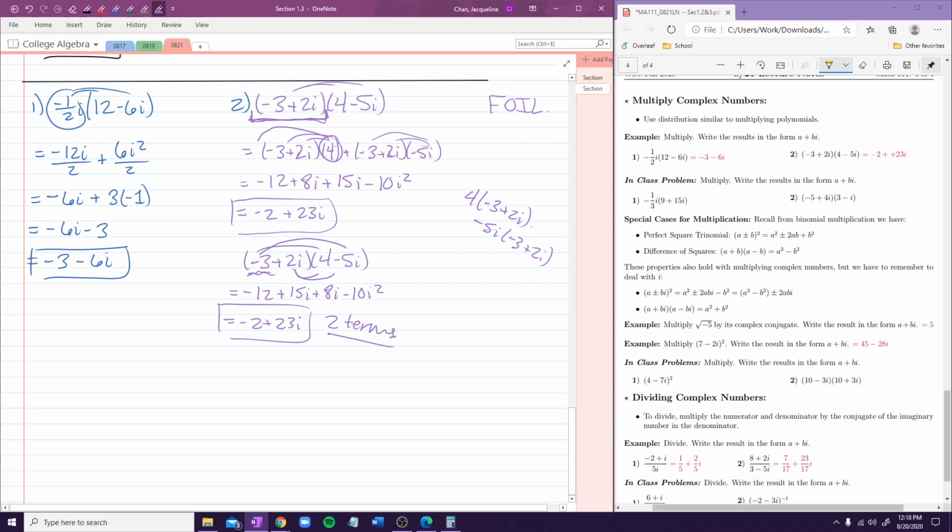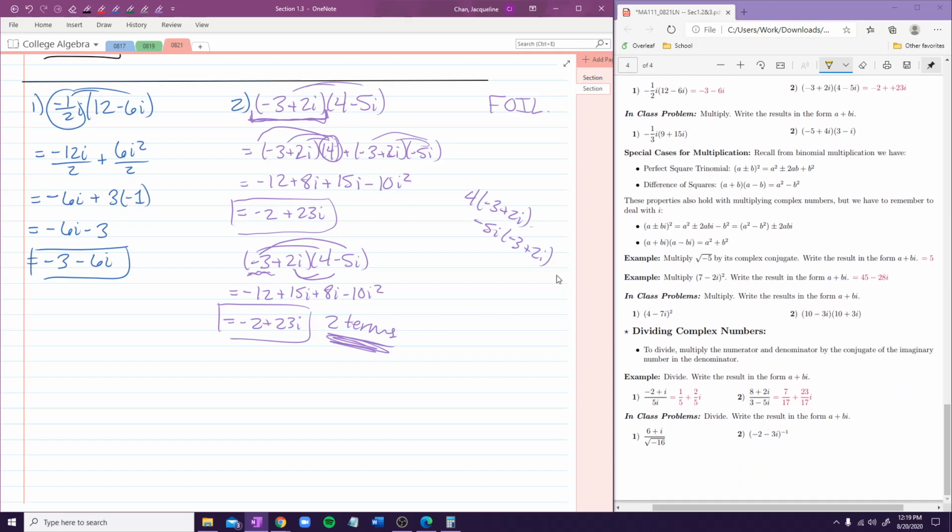Always. Right? At most two terms. Right? You can still have one term. It just depends. Right? But yeah, if you have 3 terms, 4 terms, that means you have to simplify more. All right? So that's just the biggest thing to remember.